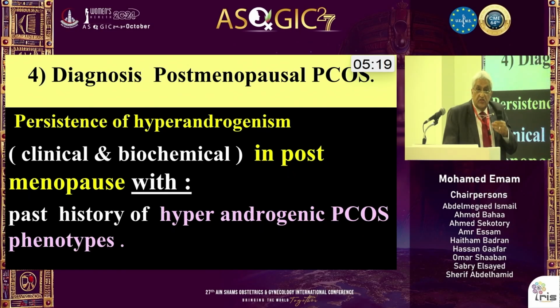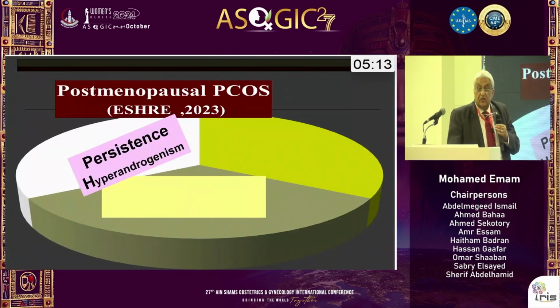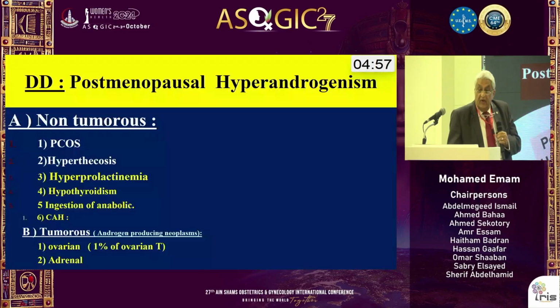So the diagnosis of postmenopausal polycystic ovarian syndrome includes only the persistence of hyperandrogenism and the absence of polycystic ovarian morphology or irregular menstruation. It is absent menstruation now. You can depend on this item only if this case has the syndrome in her adult life.